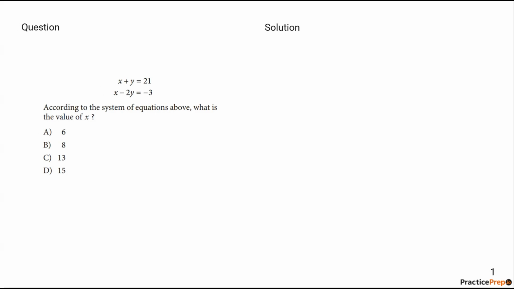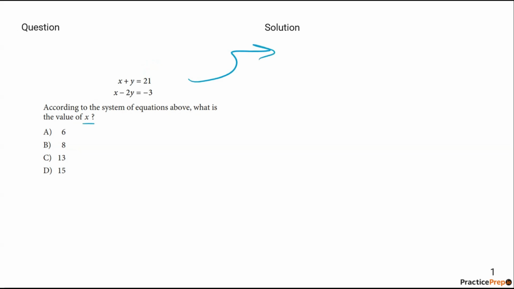According to the system of equations above, what is the value of x? Basically, they want us to solve this system. And how do we do that? Well, we take one equation, we solve it for x, or solve it for y, and then we plug it into the other equation and find one of the unknowns. Later, we can use one of the unknowns to find the other unknown. Okay, so what's the best way to approach this problem?